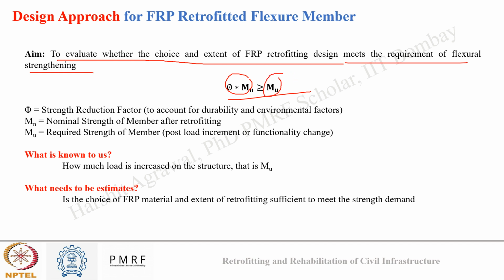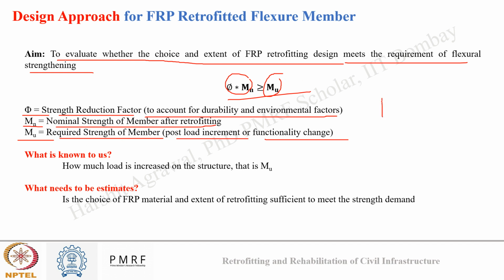Okay, so here we have different parameters. Phi is the strength reduction factor, which takes into account the durability and environmental factors that we discussed last week when we talked about different criteria of strengthening. Mn is the nominal strength of the member after retrofitting. So after applying FRP, what is the strength of the member? That is denoted by Mn. And Mu is the required strength of the member post load increment or functionality change. So Mu is the strength that we require from the member.